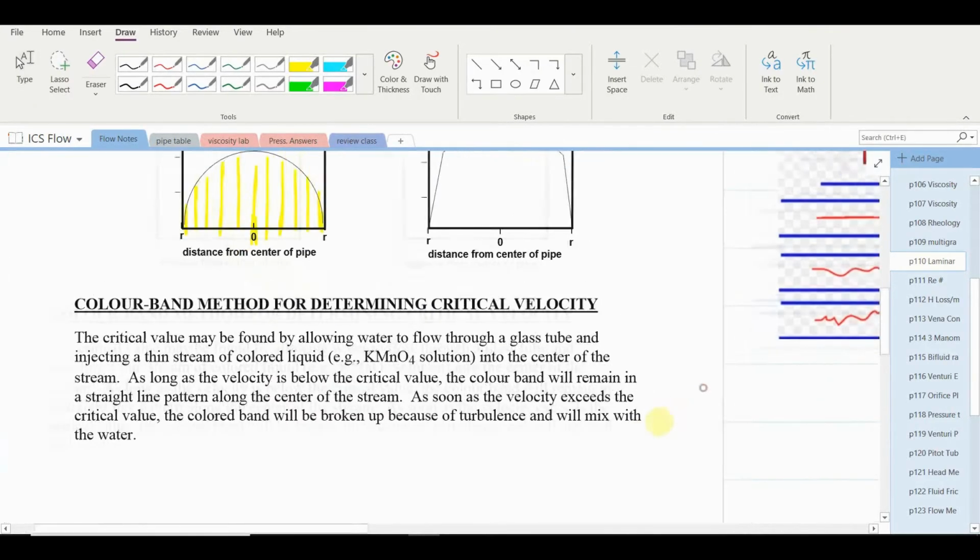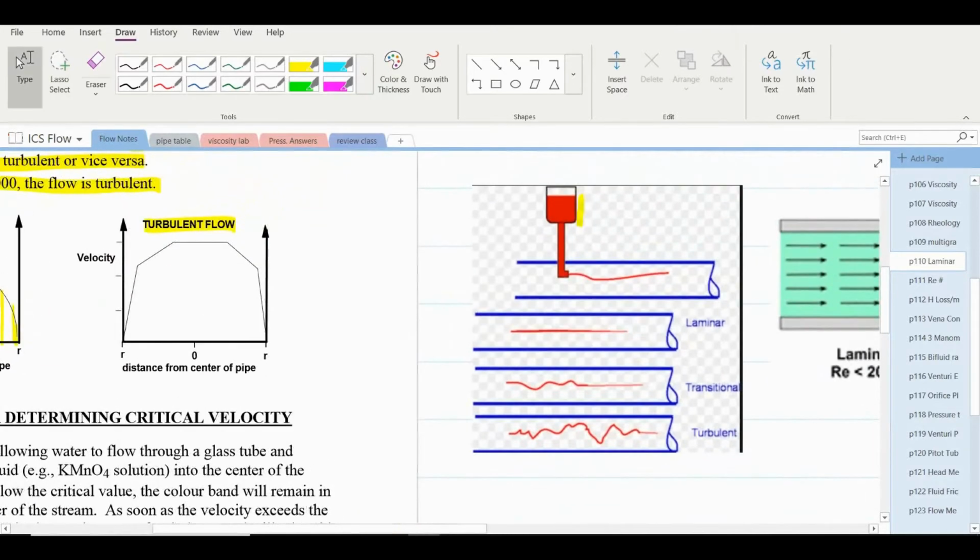A practical method of visually finding the point of transition is a setup as I show here. We have a pressure tap in a pipe, and a dye is being extruded into a flowing liquid. Provided that this pipe is made of glass or some transparent material, we'll be able to see a straight flow of the dye in the case of laminar flow. In turbulent flow, the dye would be quickly dispersed, and in transitional flow, it would be somewhere in between.